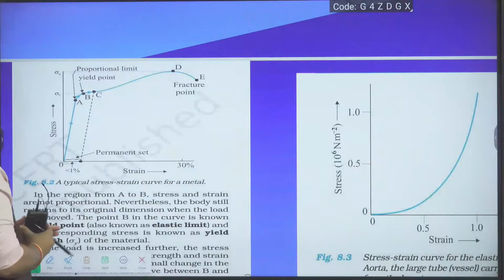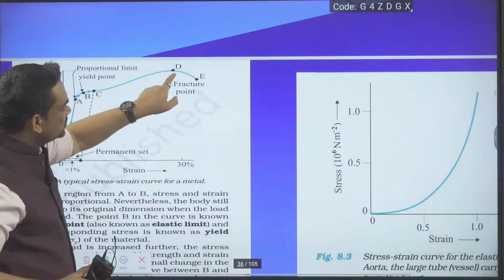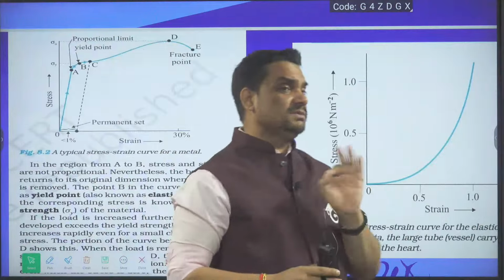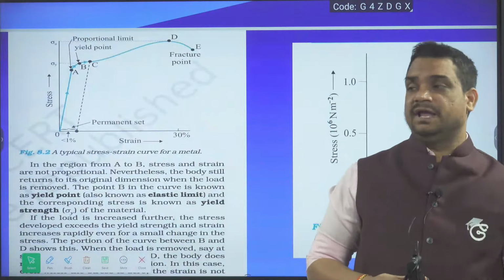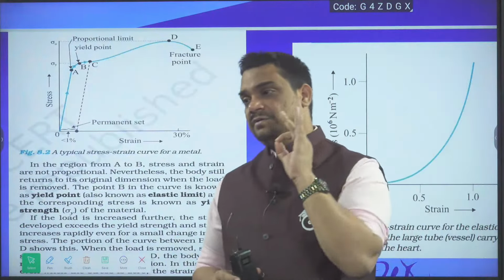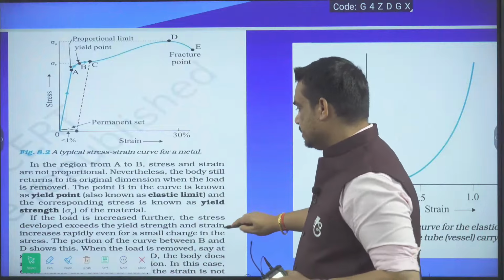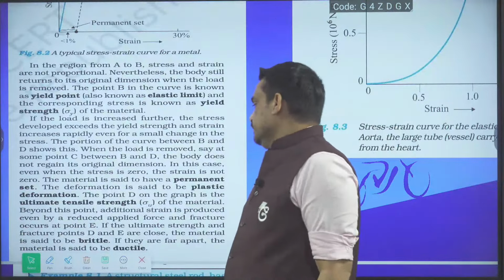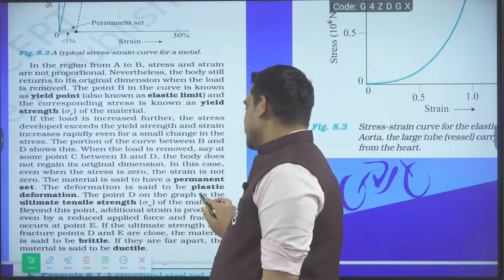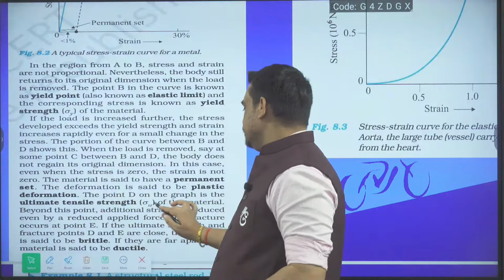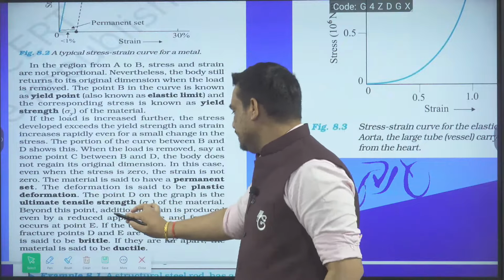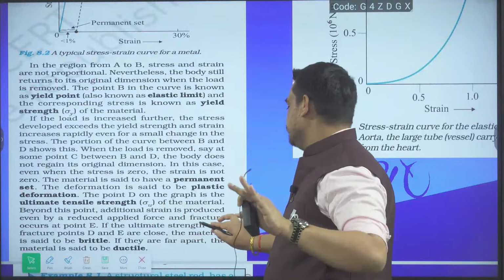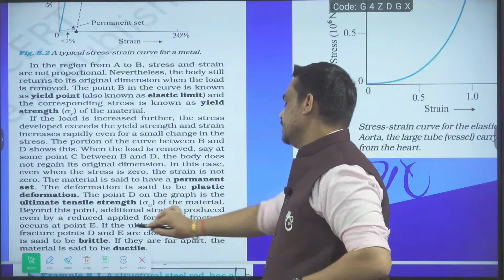Then, if you keep on increasing, this is the maximum stress you can apply. Point D indicates the maximum stress. More than this you cannot apply; if you apply more, it will break. Here it is written that the point D on the graph is the ultimate tensile strength of the material. Beyond this point, additional strain is produced even by reducing the weight, and fracture occurs at the point E.